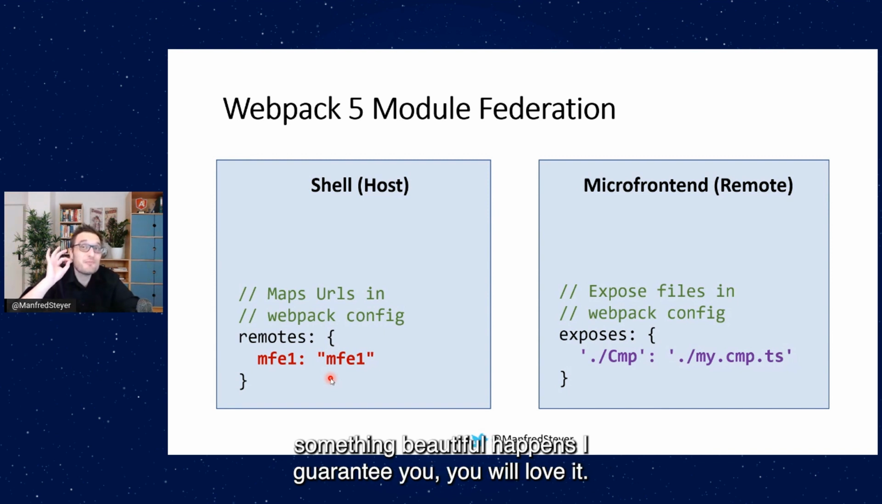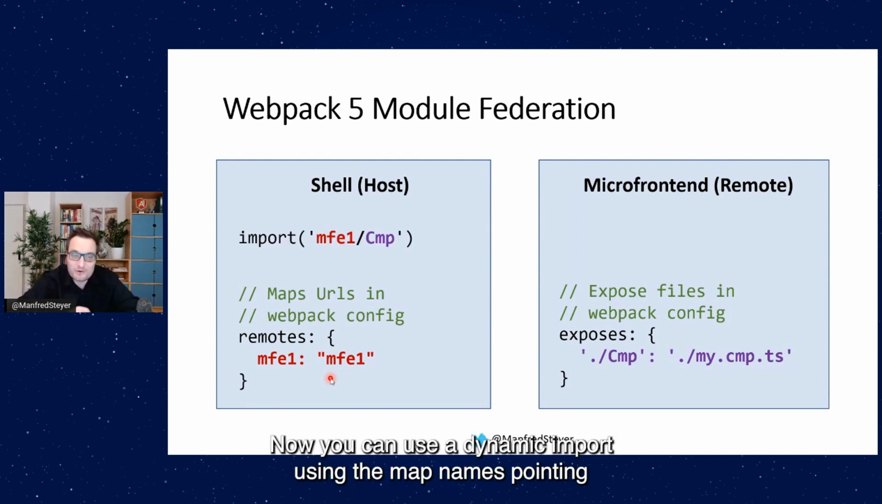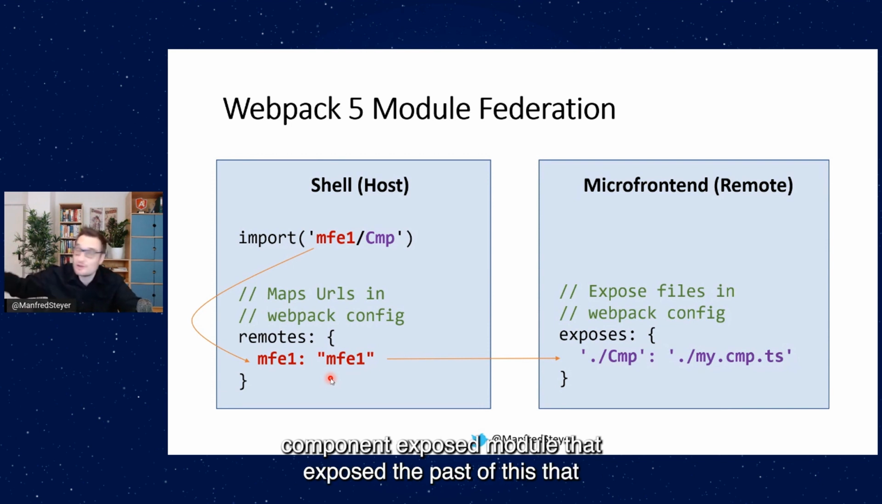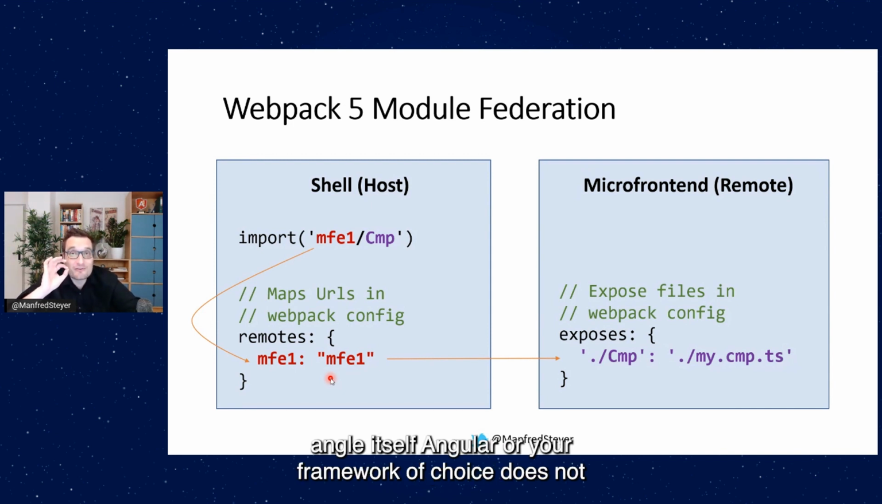And now something beautiful happens. I guarantee you, you will love it. Now you can use a dynamic import using the map names pointing over there. And so this allows the shell to load the exposed component, the exposed module, the exposed function. The best of this is that Angular itself, or your framework of choice, does not recognize at all that you are going with micro frontends.